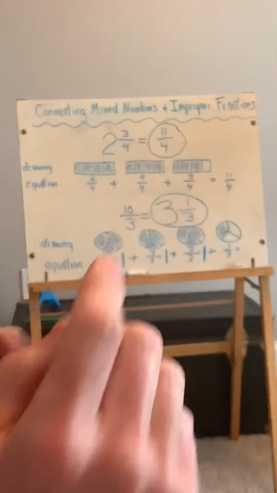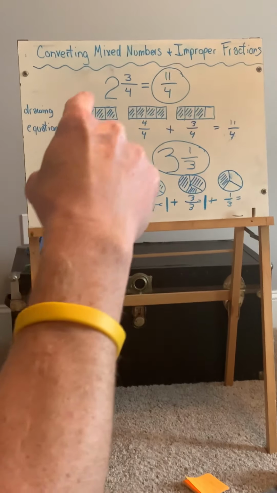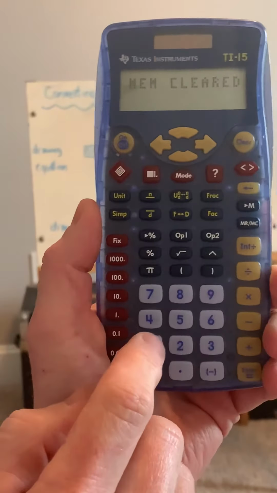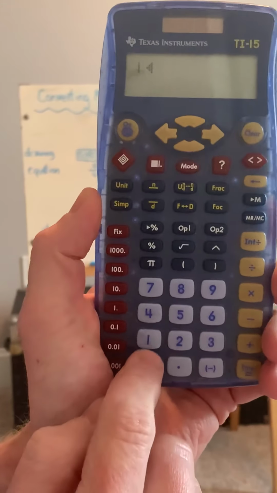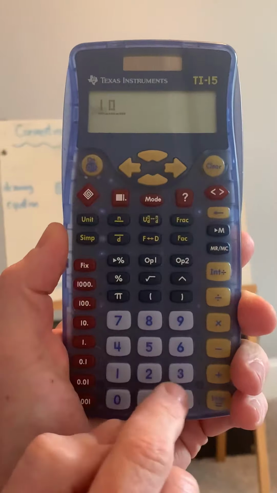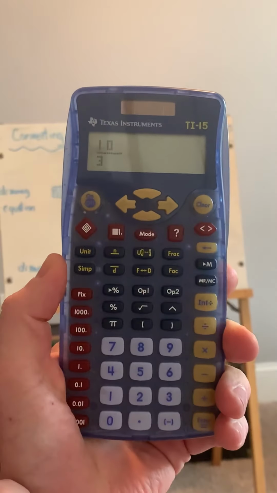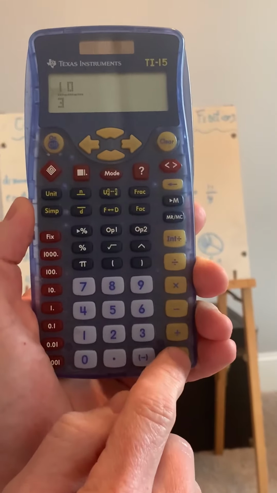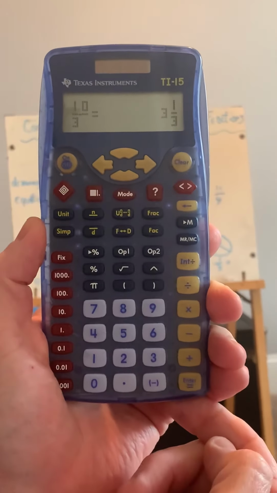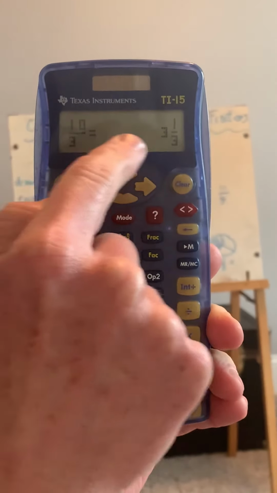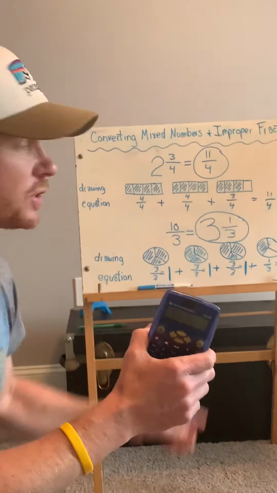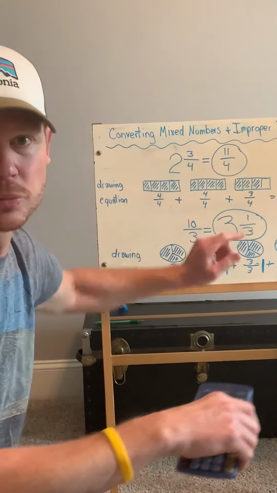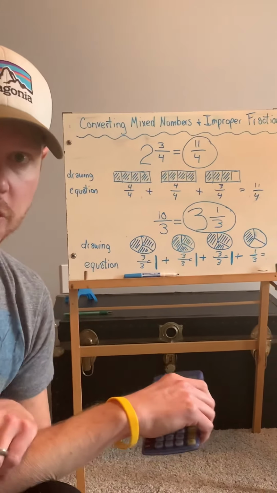Now down below, I have 10/3, and we said 10/3 is equal to 3 1/3. Let's see if we're right. Let's go ahead and type in the improper fraction of 10/3. So we're going to go 10. That's going to be our numerator. 3 is our denominator. And if we just hit enter, it should convert it automatically. Well, there we go. 10/3 is equal to 3 1/3. Our calculator always wants to give us a fraction where our numerator is less than our denominator. It does not like when our numerator is larger. It always wants to convert it automatically.